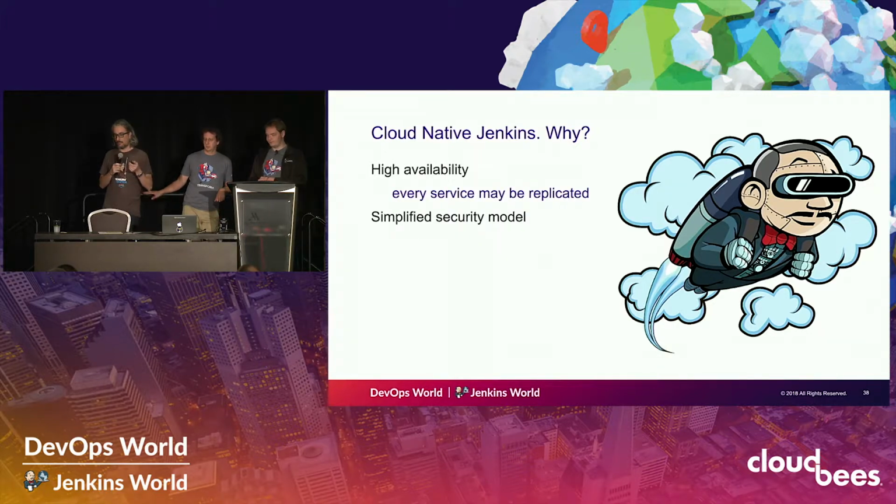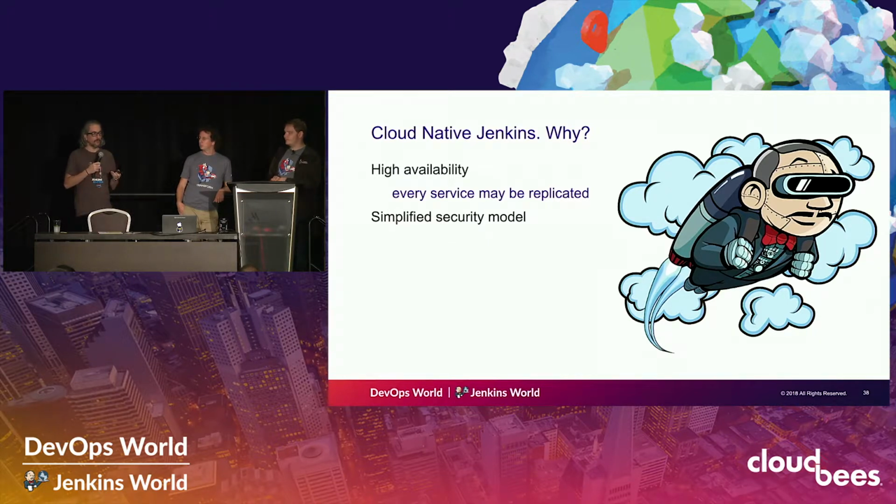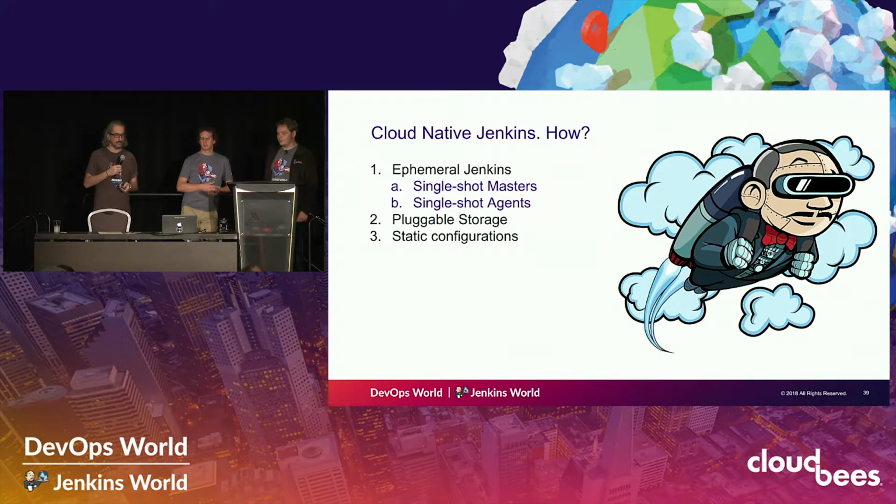And in these platforms like Kubernetes, it's reasonably easy to run highly available environments, and we can replicate these services running, and also have a more simplified and secure by default model. So all these things are stuff that we want to achieve with Cloud Native Jenkins.